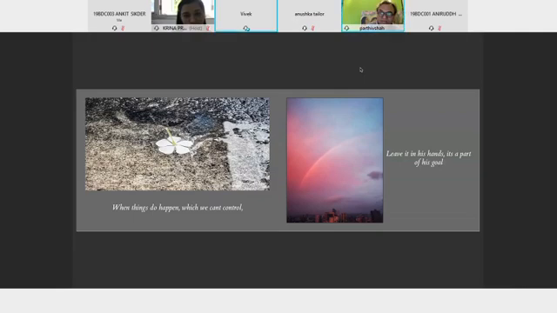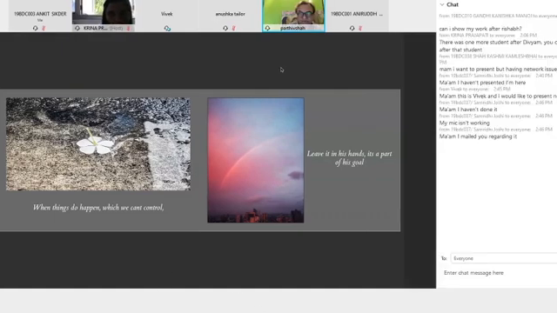Sir, I don't know why you have laid it out like this. I have no idea. How does this help? Yes, I will work on the layouting. Yeah, the layout you have to work on, and also one photo has no meaning with another. It's very literal. When things do happen which we can't control, now I can guarantee you this line I can put on any photograph and it will work.